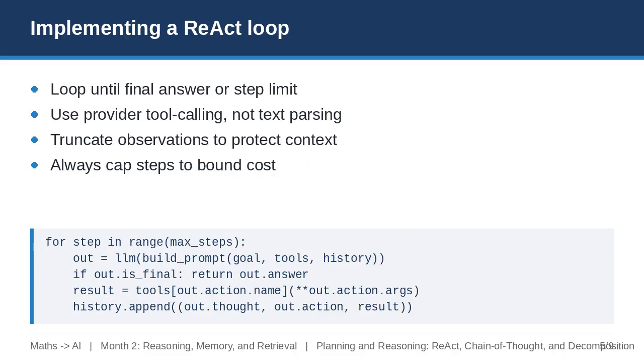Here's the skeleton. We loop until the model gives a final answer or we hit a step limit. Inside, the model returns either a final answer or a tool action. We execute the tool and append the result to history. In production, use the provider's structured tool calling API rather than parsing free text, truncate long observations, and always set a max step limit to bound cost and prevent infinite loops.